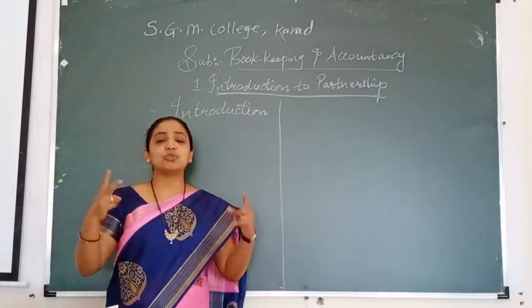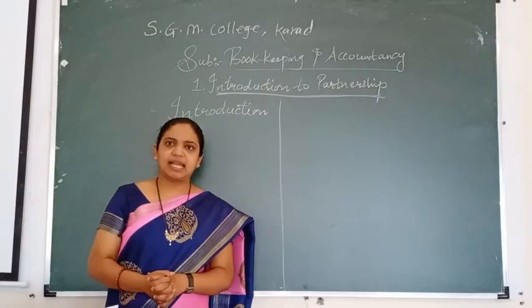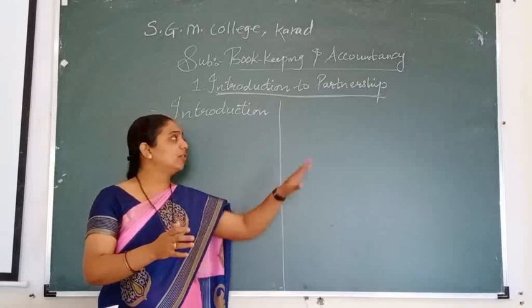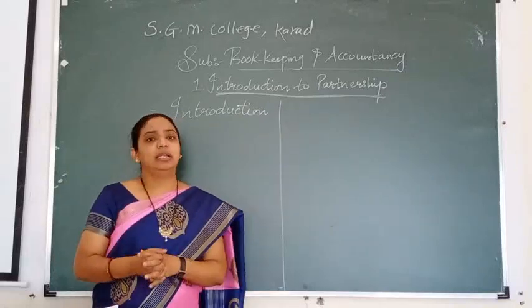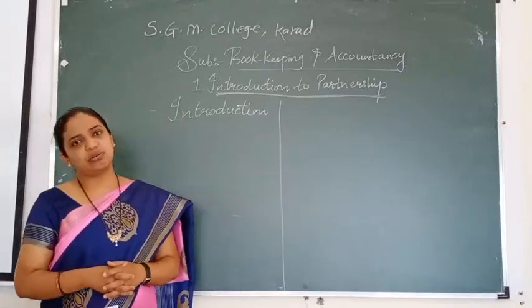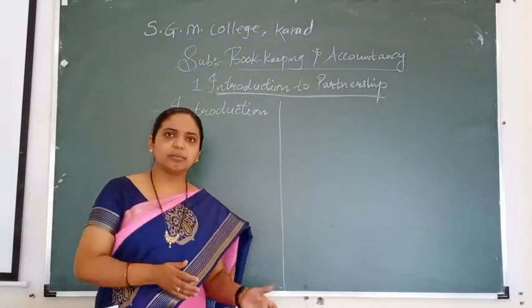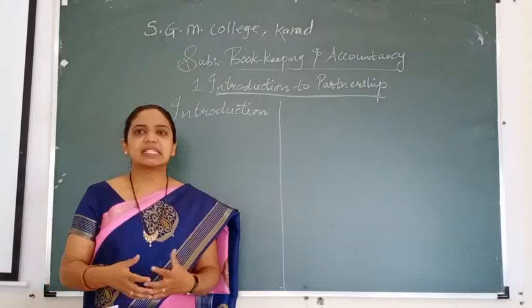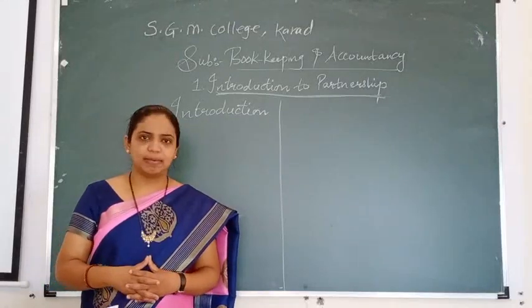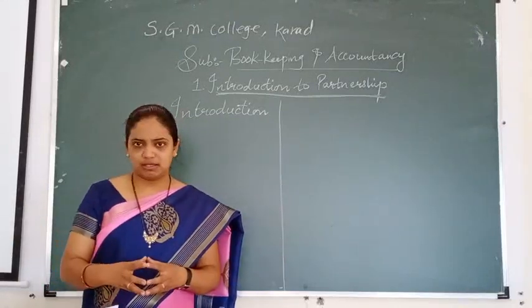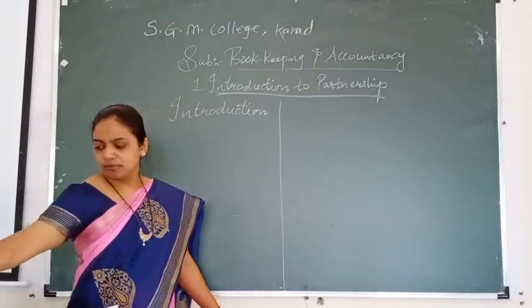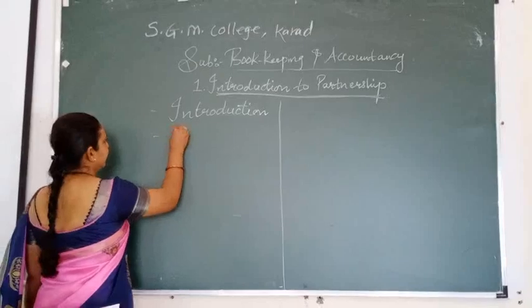So when two persons come together, they form a partnership. The birth of the partnership has come with the limitations brought by the sole trader. To overcome the limitations, two persons have come together and started the partnership. When two persons come together, they form the firm, they form the association. So we will see now the meaning of it.